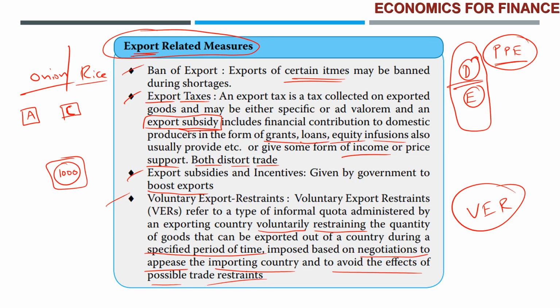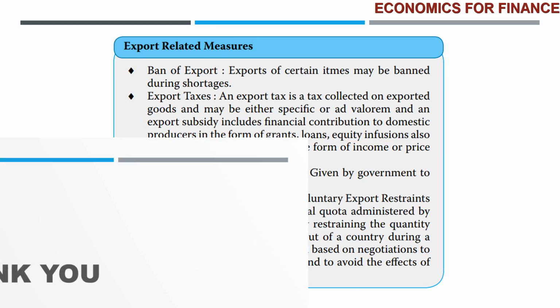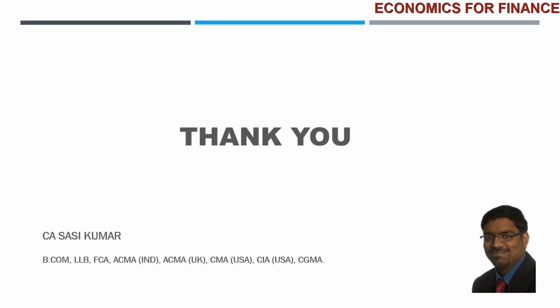These are various aspects related to the instruments of trade policy, we can say. As we have observed, we have looked at tariff measures, non-tariff measures, and export related measures. These are the three different areas of instruments of trade policy. With that we can conclude unit 2 of chapter 4, and in the next session we'll continue with unit 3 of chapter 4.